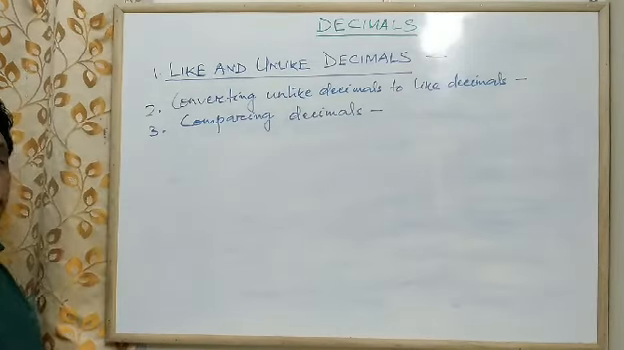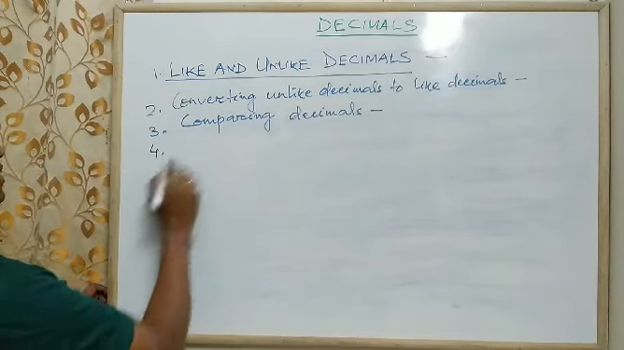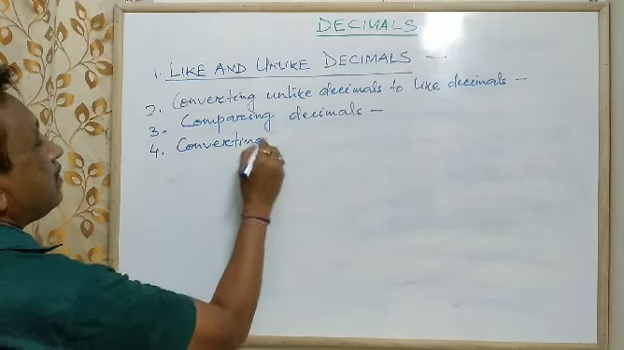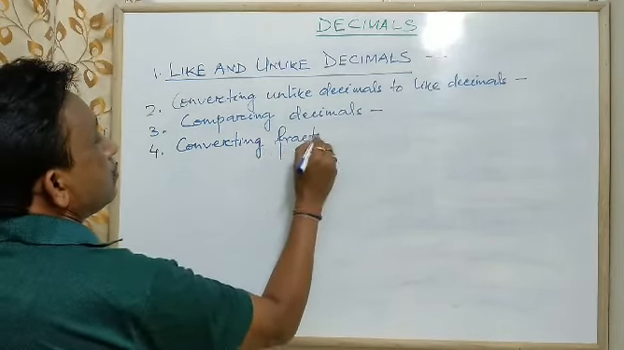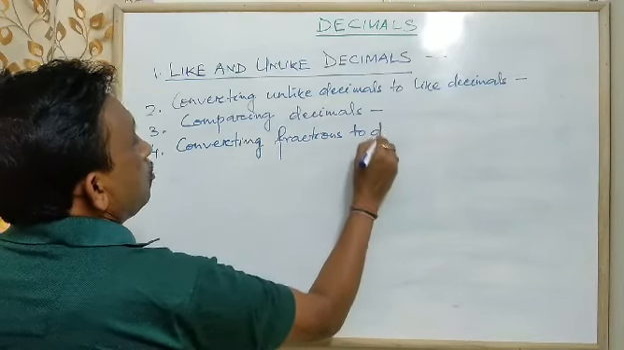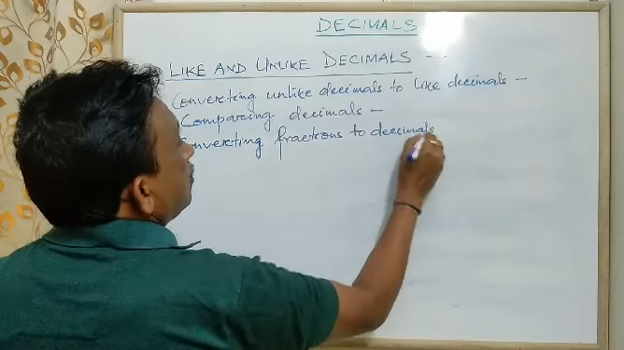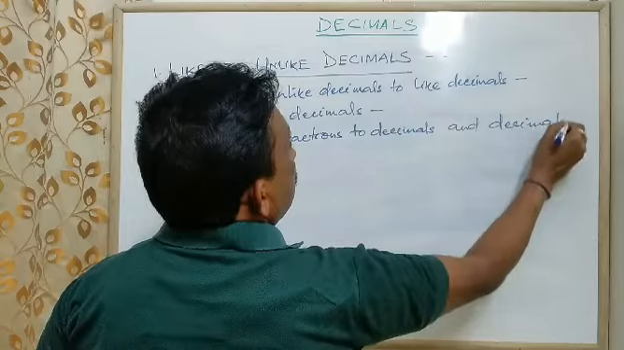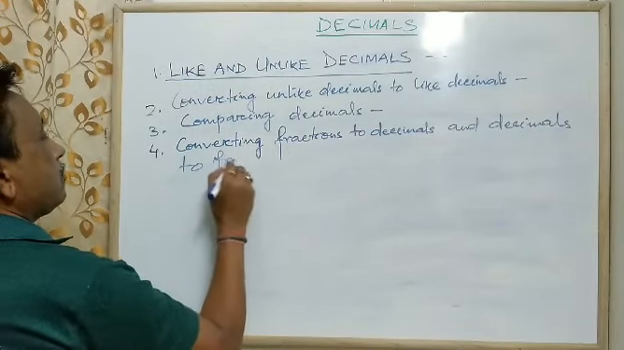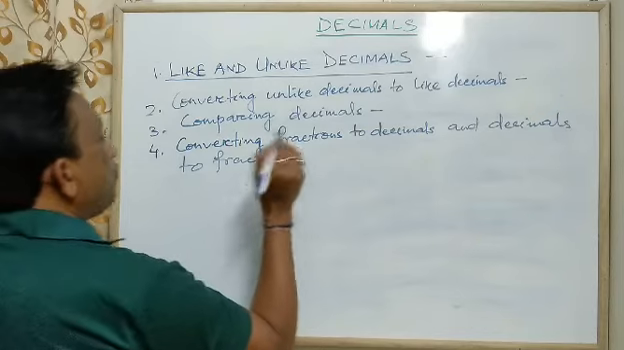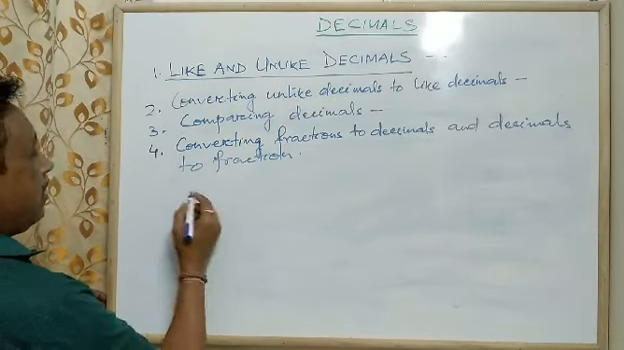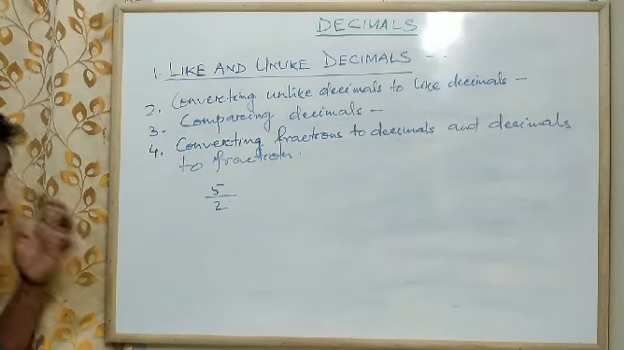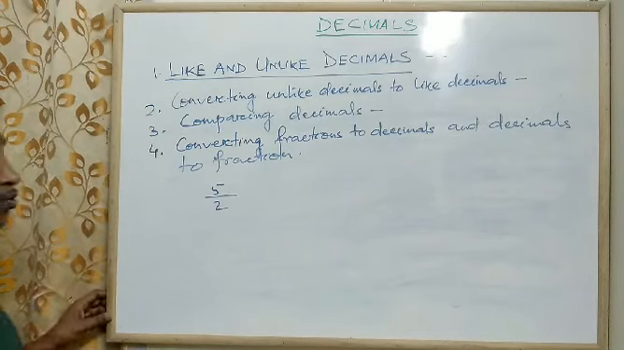Sure. Next point, we will see converting fractions to decimals and vice versa, decimals to fractions. First, fractions to decimals. Suppose there is a fraction like this, 5 by 2. Now how do we convert this into a decimal number?